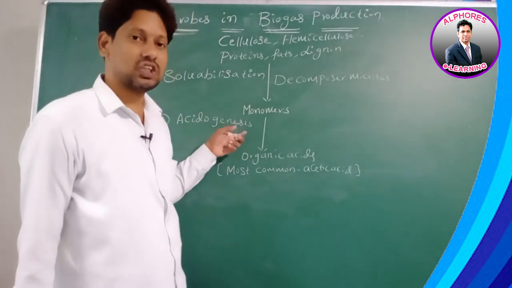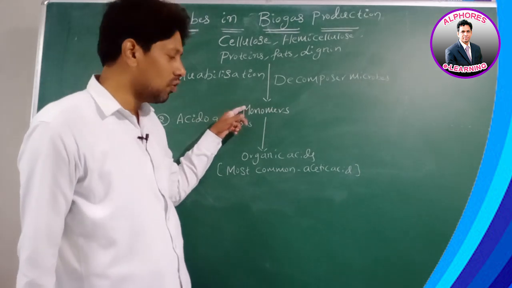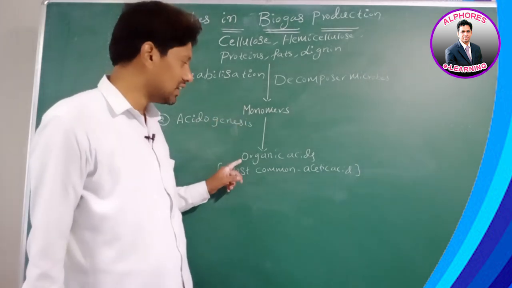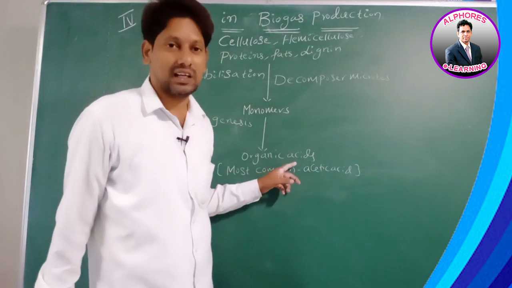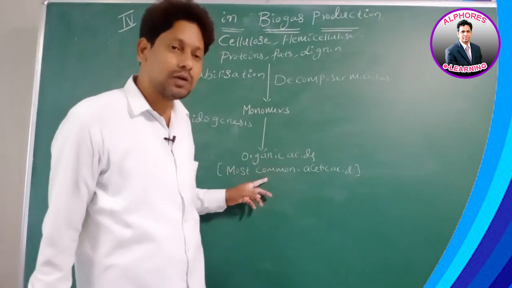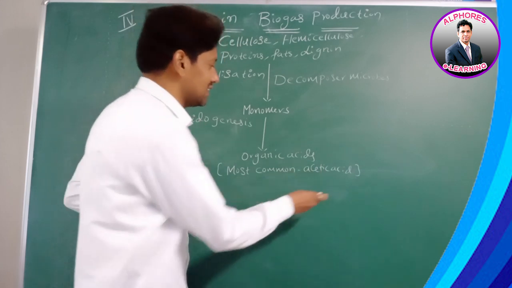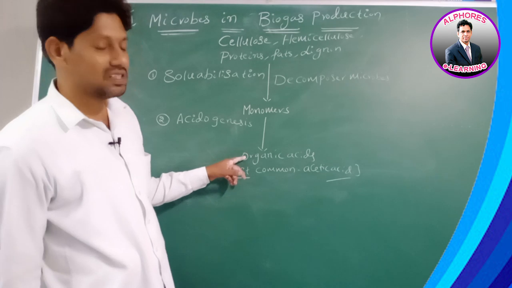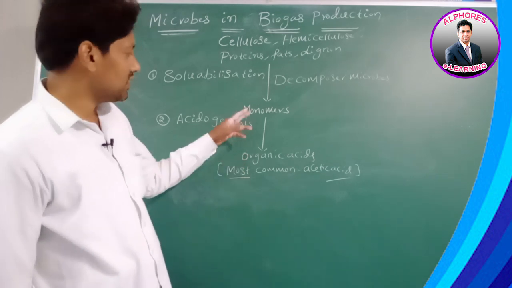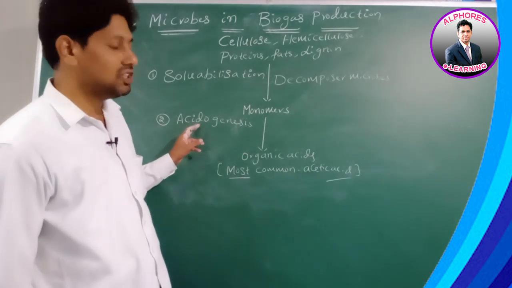What is the second step? Acidogenesis means production of acids. It means these monomers produce organic acids. The most commonly produced acid is acetic acid. Is it okay? The second step is called acidogenesis.